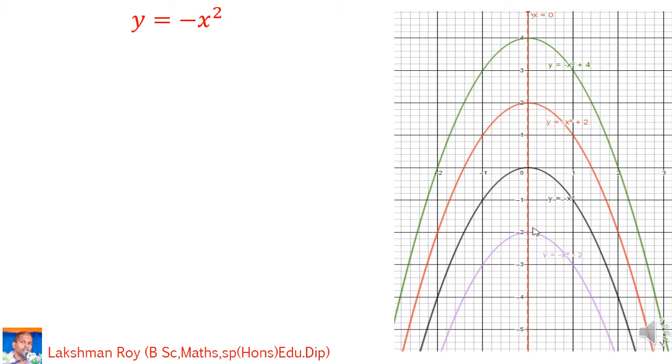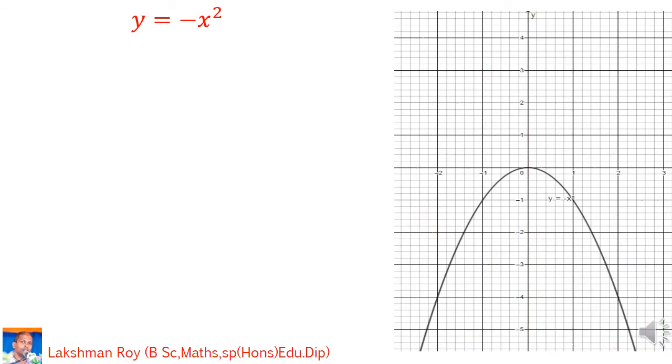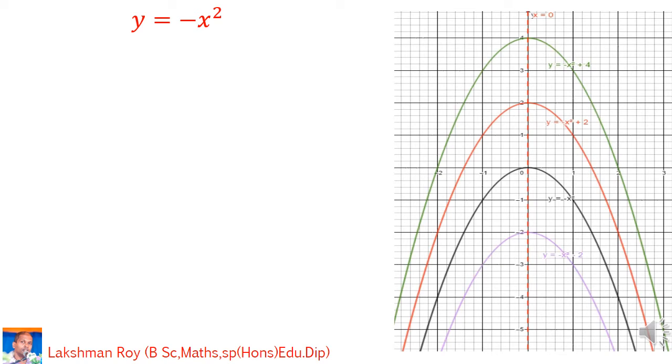Then I moved this black colored graph, y equals negative x squared, 2 units downward. See the difference: the equation of the function becomes y equals negative x squared minus 2. Then again from the black colored one, moving 4 units down, the equation becomes y equals negative x squared minus 4.